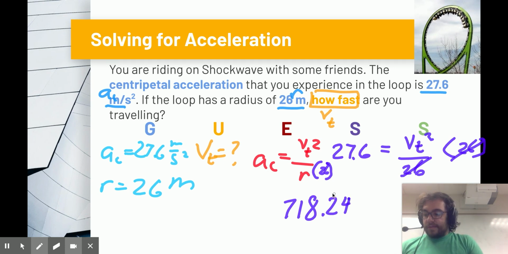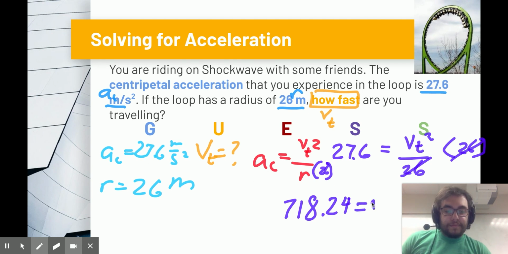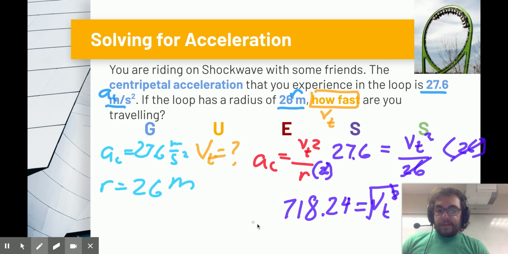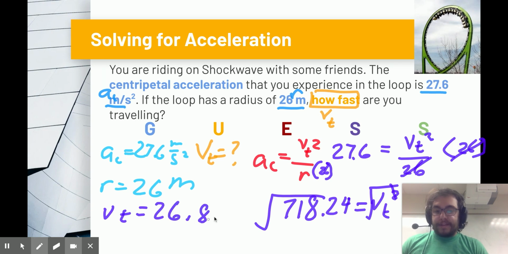So 27.6 times that is equal to VT squared. We square root it to get rid of that square, and we will be left with an answer of VT is equal to 26.8 meters per second. That's it.